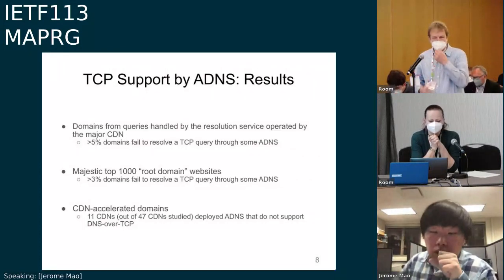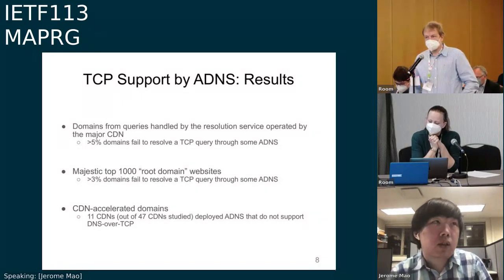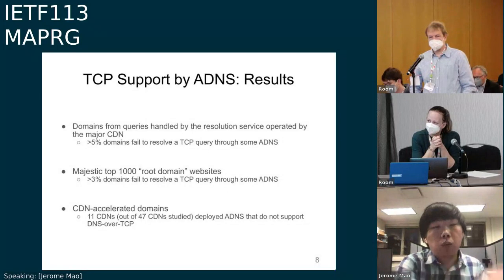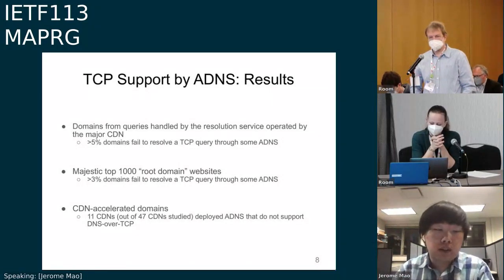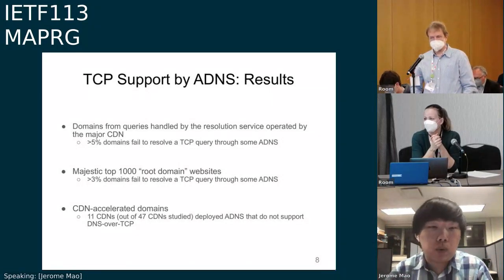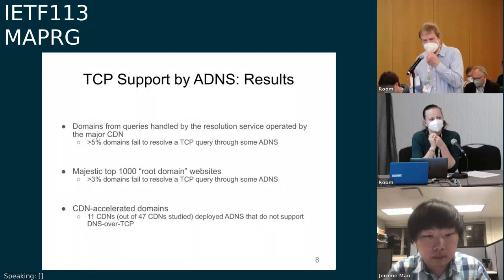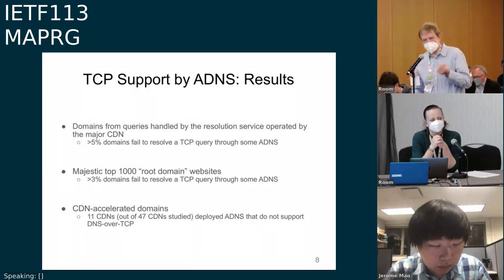Yeah. Right. So some ADNS means maybe they have two ADNS, one supports TCP, another one doesn't support TCP. Or both of them, none of them supports TCP. So that's another category of ADNS. Did you actually also calculate that number, because that would be much more interesting for real users?